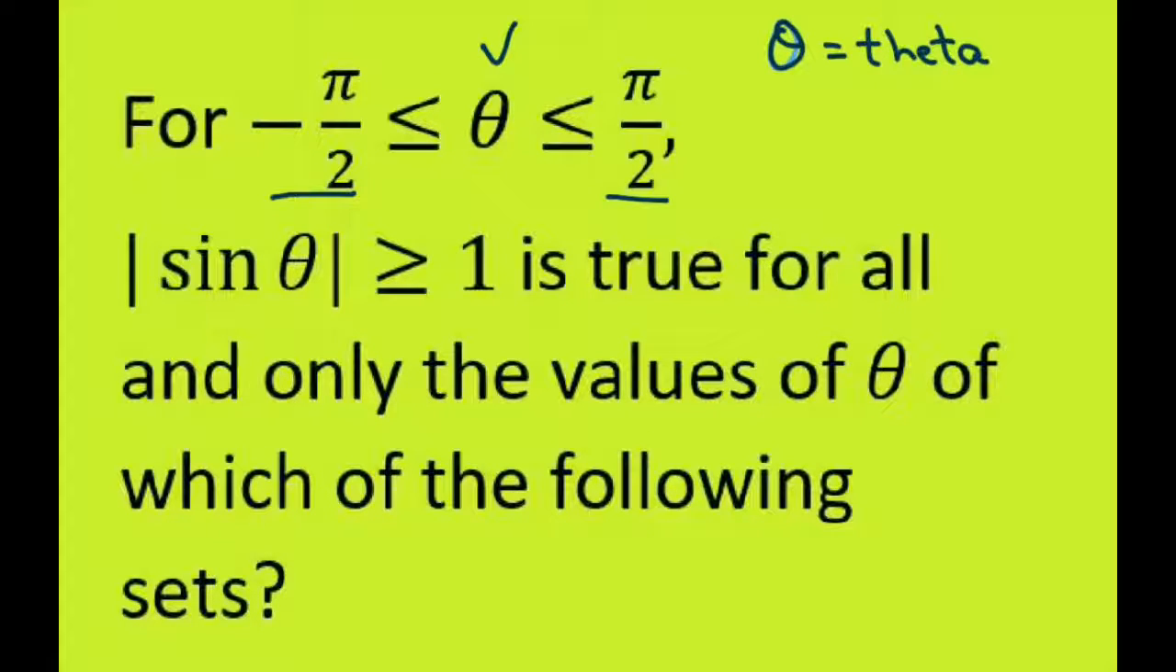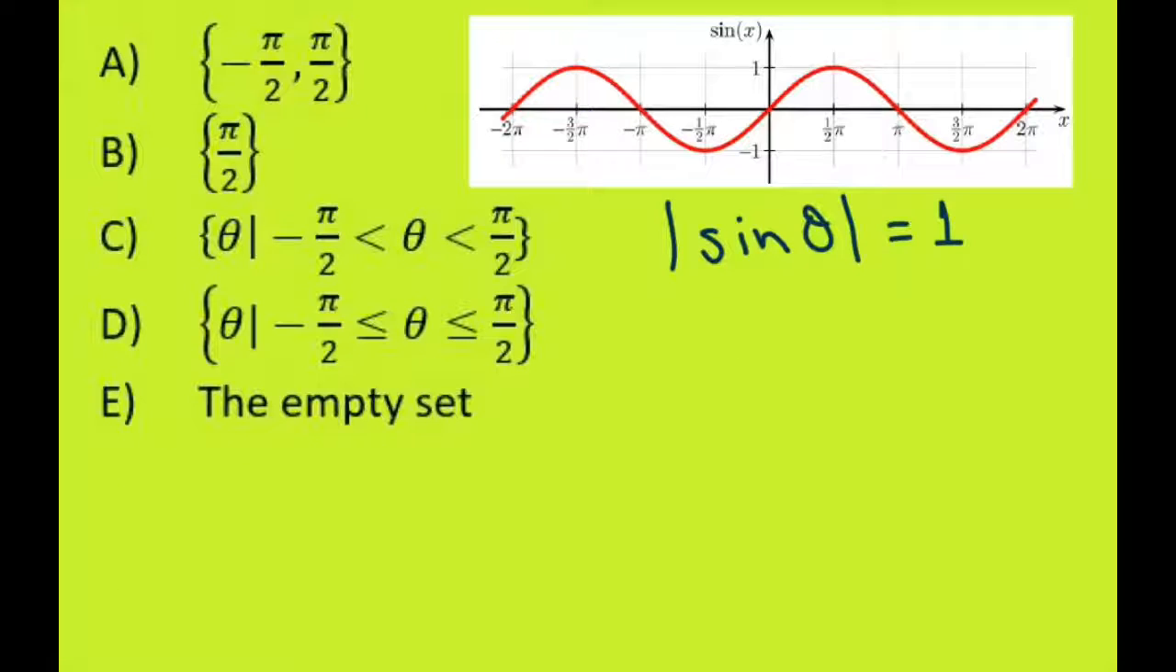So I have the multiple choice part set up for you, and we're going to look at this. Remember, the absolute value of sine of theta must be greater than or equal to 1, and this is our domain values. I have a little graph here, and we're looking at our domain from negative pi over 2 to pi over 2.